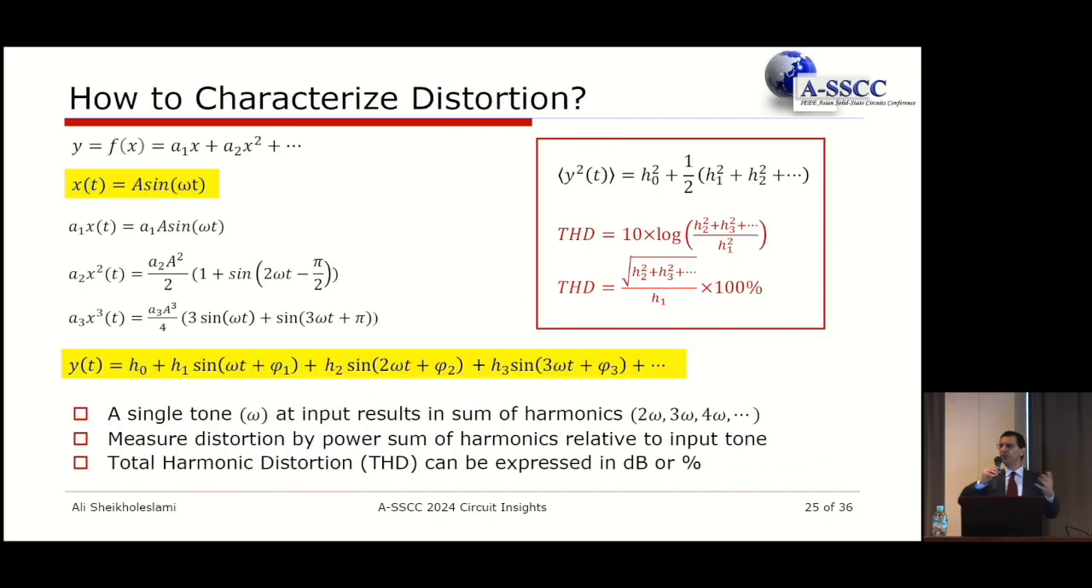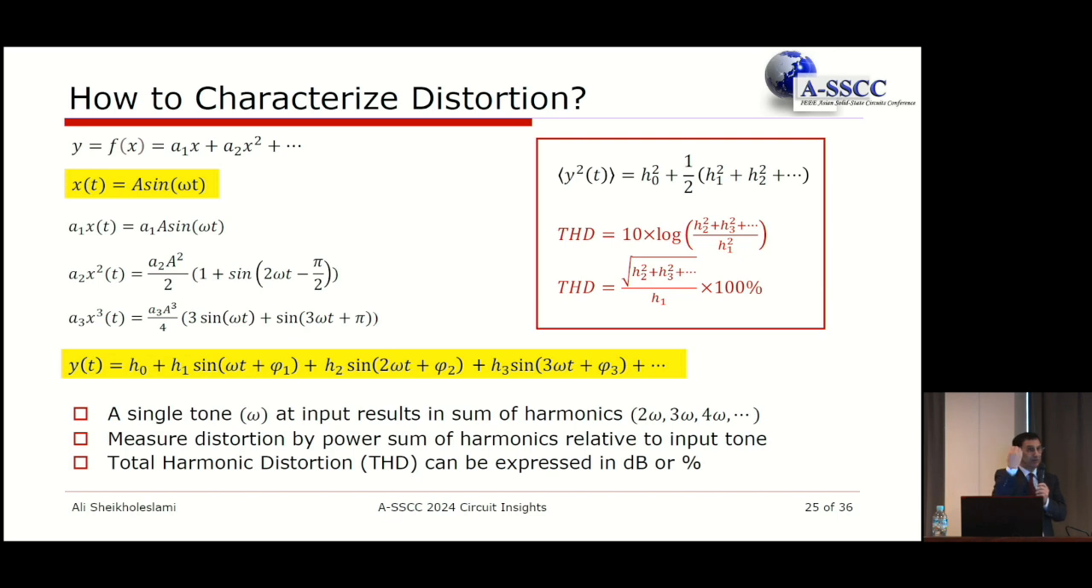So the question is, okay, now we understand it, but how do you characterize this? And the idea is that we use a Taylor series. So we know that if you have a function that is nonlinear, there's always a Taylor expansion for it. So I've just moved from V in to X because it's just easier notation.